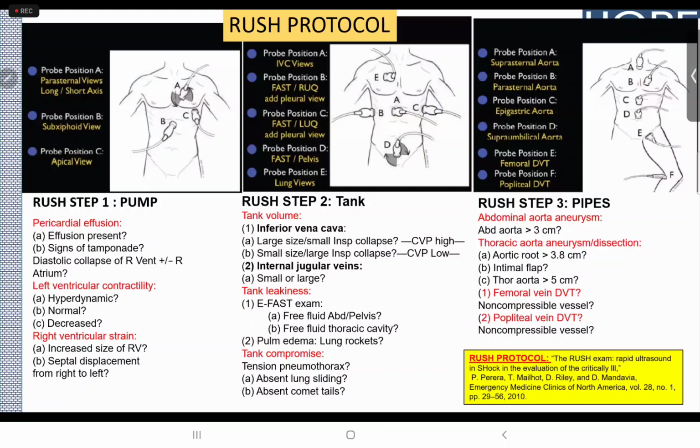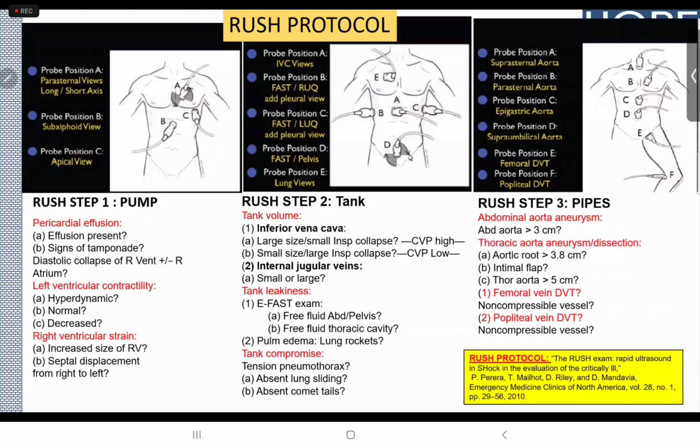Again, look at the pericardial effusion, left ventricular contractility, right ventricular strain or size, RV-LV ratio. So that's what you look for in pump. So in pump, what do you look for? Pericardium, LV, and RV. And the second point is tank.